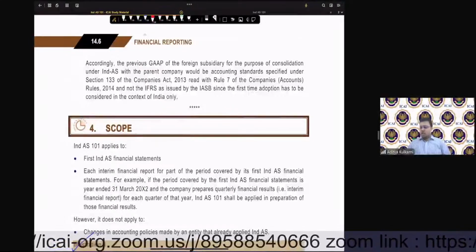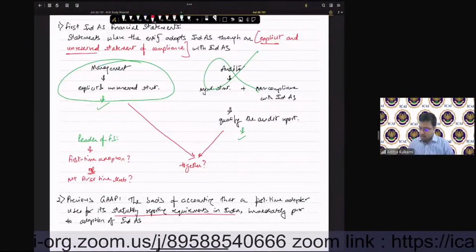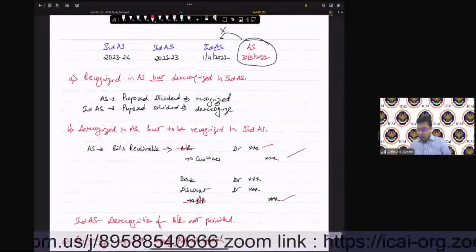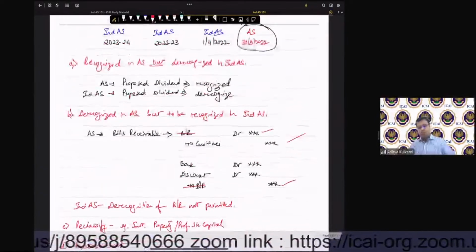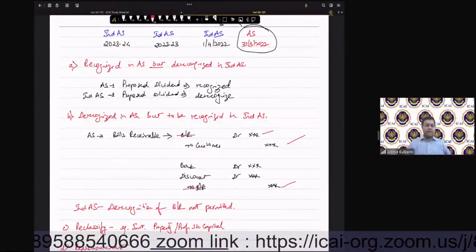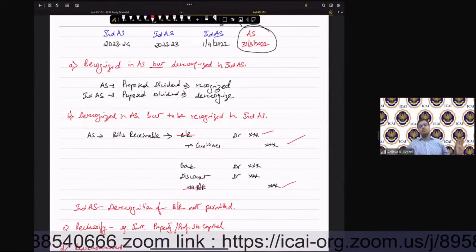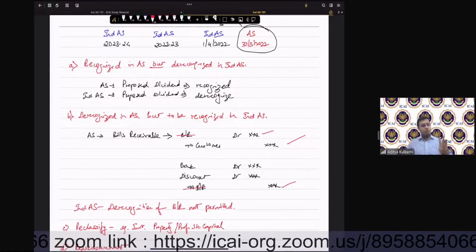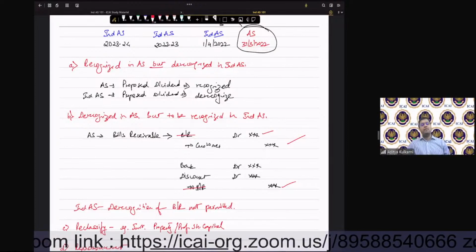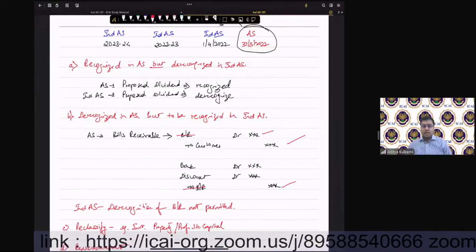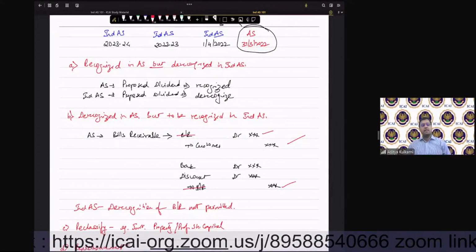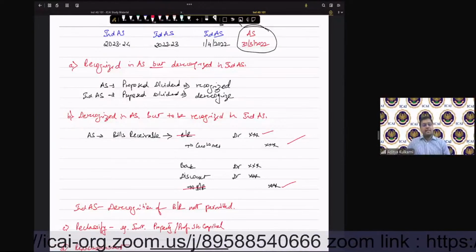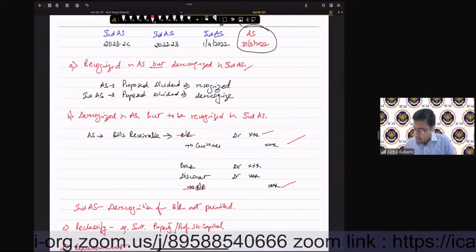When we move from AS to Ind AS, what happens? In all, four things happen. Any of these four things will happen, and this is very, very important. First, I will have some assets or liabilities which are recognized in accounting standards, but need to be de-recognized in Ind AS. So there are certain items which were there in AS, but are de-recognized in Ind AS.